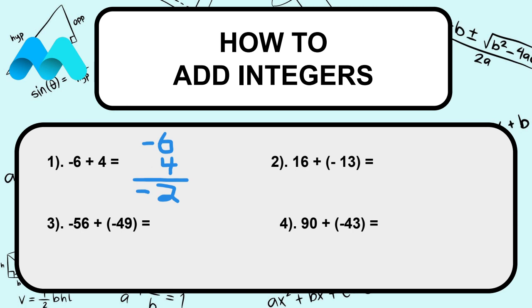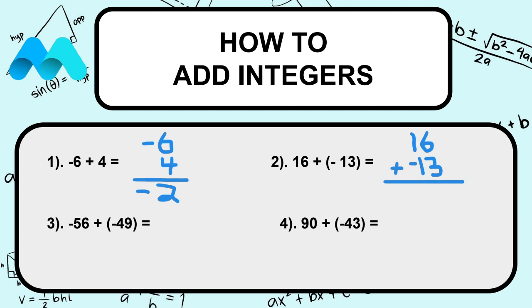All right, let's move on to number 2 here. Number 2, same thing. First step, you know it. Rewrite the problem vertically. 16 plus negative 13. So that's our first thing. We rewrote the problem. Our place values are lined up in the same column. We're good. All right. So signs are different, though. I have a positive 16 and a negative 13.